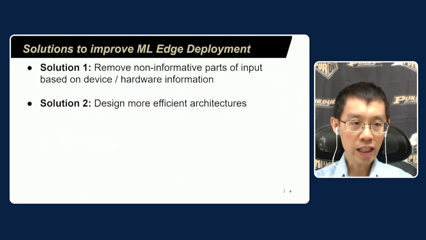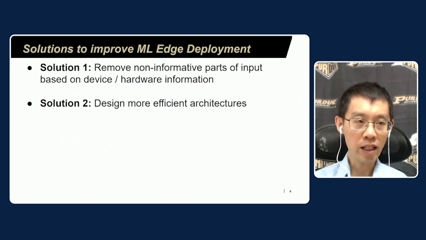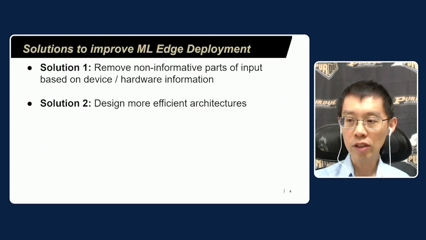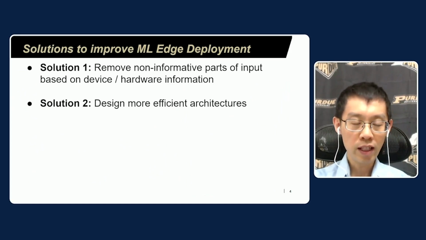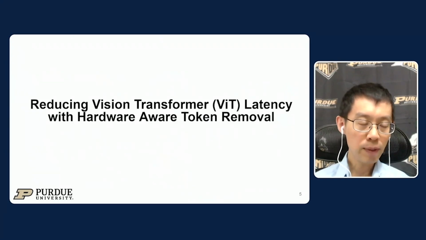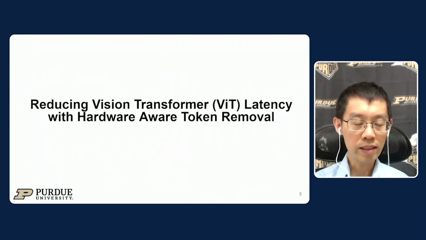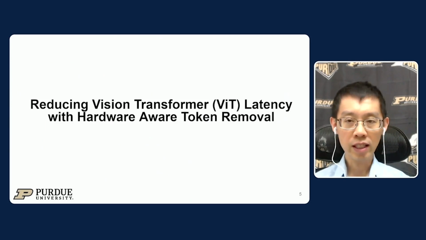In this presentation, I will talk about two methods on how to make computer vision more efficient for edge devices. The first concept is called token removal. We want to remove unnecessary information from the computation. And the second is a new way of designing the neural architecture. So these are two different methods. The first method is we want to reduce the latency of a vision transformer with token removal, but we also consider hardware characteristics.